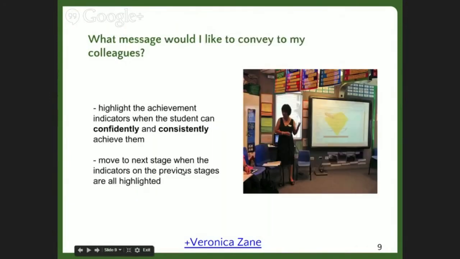The message that I would like to convey to my colleagues: highlight the achievement indicators when the student can confidently and consistently achieve them. Only move the students to the next stage when all the indicators on the previous stage have been highlighted, which means they've been achieved, so you move to the next stage.